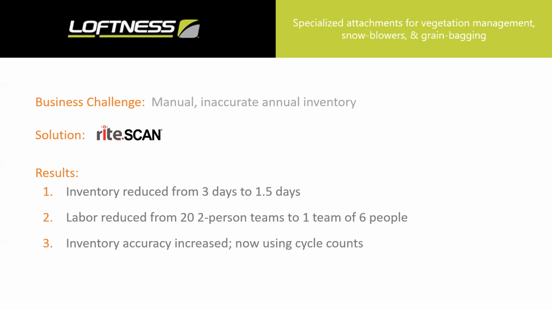And then the annual inventory went from lasting more than 3 days down to a day and a half with only a small team of 6 to 8 people. So they reduced their inventory duration by 50% and their labor hours by 80%. This really also increased the accuracy of their inventory and allowed them to ultimately move to cycle counting versus having to do that annual stock take. With that being said, we're going to adjust and move over to any questions that came in.